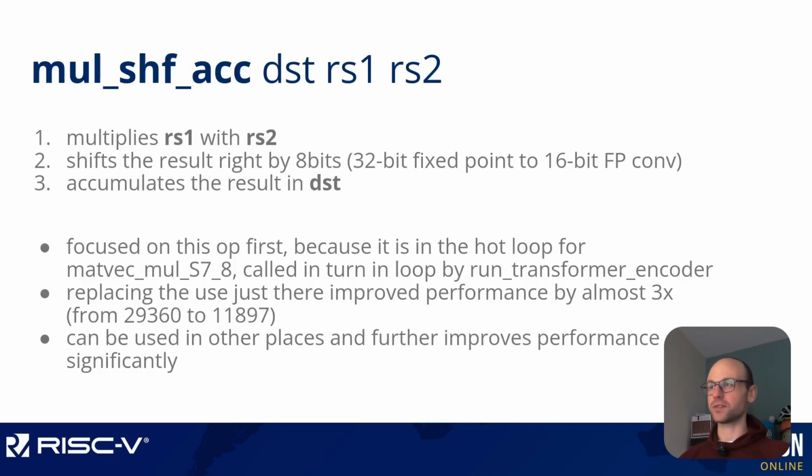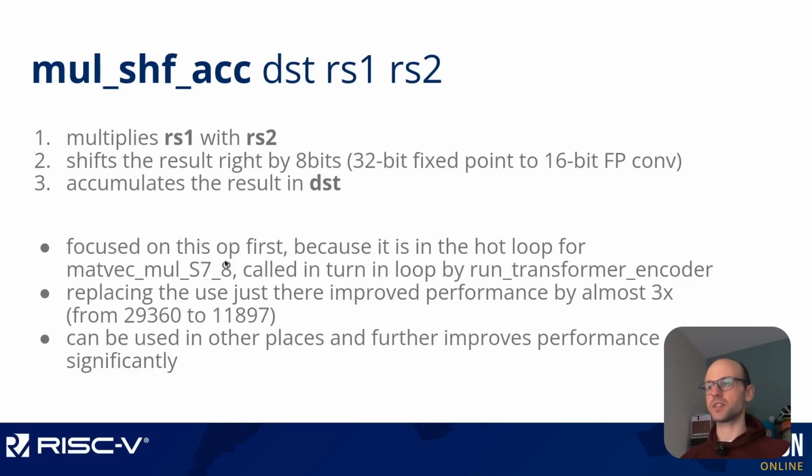Multiply, shift, accumulate takes 3 registers and multiplies RS1 by RS2, shifts the result right by 8 bits, which is essentially converting a 32-bit fixed point number to a 16-bit fixed point number. And finally, it accumulates the result in DST.